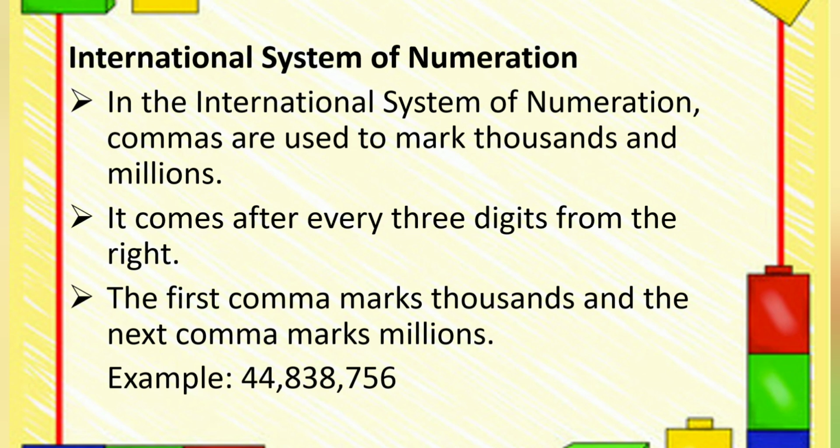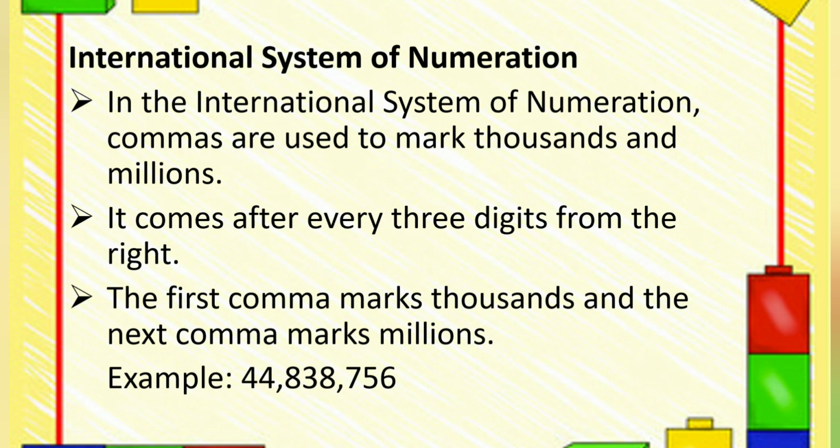International system of numeration. In the international system of numeration, as it is being used, we have ones, tens, hundreds, thousands and then millions. In the international system of numeration, commas are used to mark thousands and millions. It comes after every 3 digits from the right. The first comma marks thousands and the next comma marks millions.